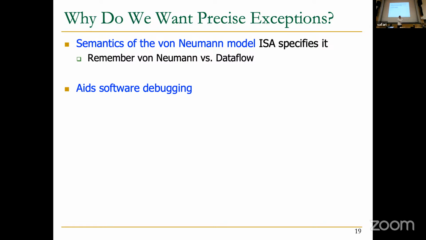Because you know exactly which instruction finished and which instruction did not finish. And there's a clean state, sequential execution. So when an exception happens, you can basically go and debug it very easily. Now imagine, in contrast, we did not have precise exceptions.